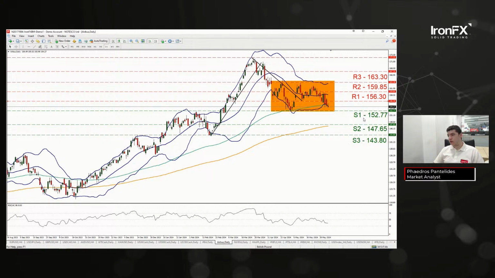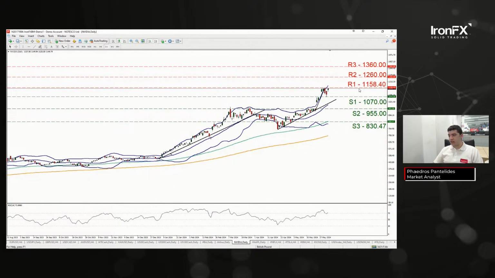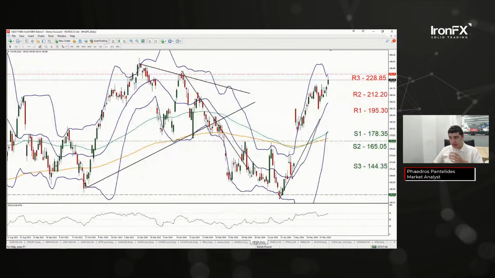That's S1, S2, S3. NVIDIA nicely touching on R1 at 1,158. There is a stock split set for NVIDIA, which would be, if I'm not mistaken, a 10-for-1, which would readjust the price down to roughly $100 per share. So we are expecting a stock split for NVIDIA.